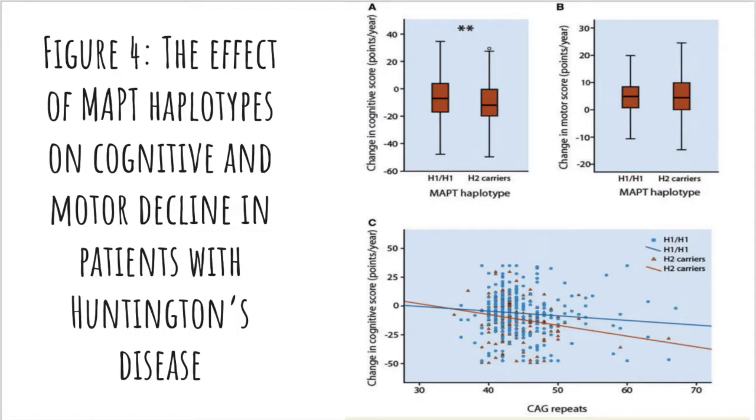For this presentation, I decided to focus in on Figure 4 from the article, which is titled The Effect of MAPT Haplotypes on Cognitive and Motor Decline in Patients with Huntington's Disease. This part of the experimentation drives forward the question of whether variation in the form of the MAPT gene affects the development and clinical expression of Huntington's disease. Before I elaborate on the three panels of this figure, there are a few key points in the study that are necessary to point out, which will hopefully make the findings I describe a little bit easier to understand.